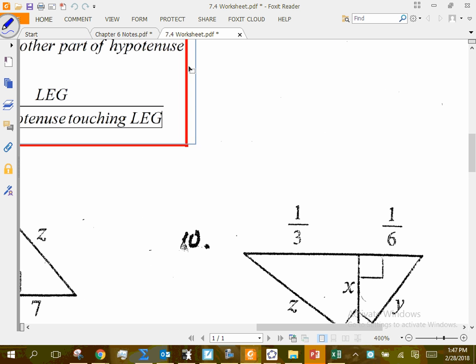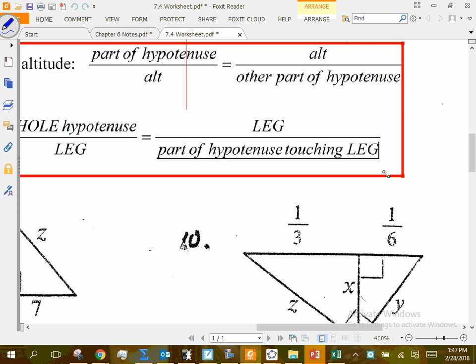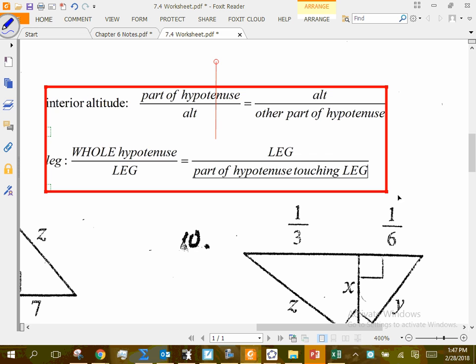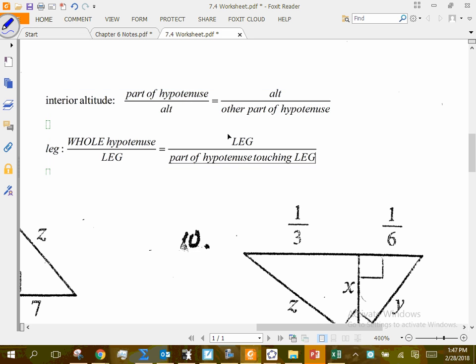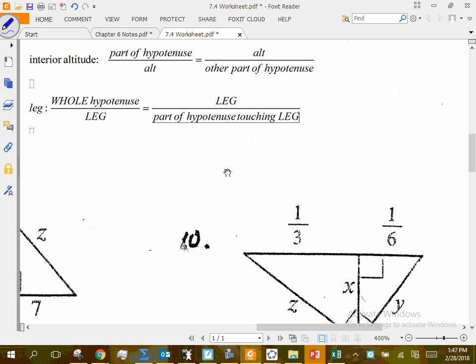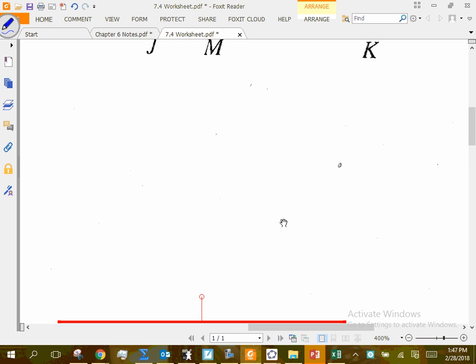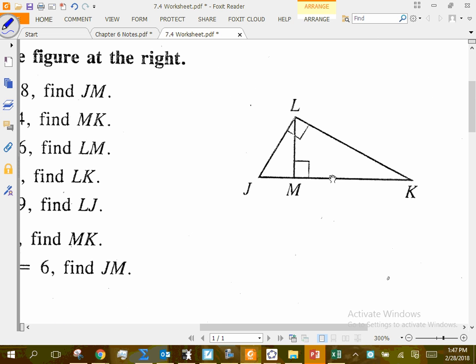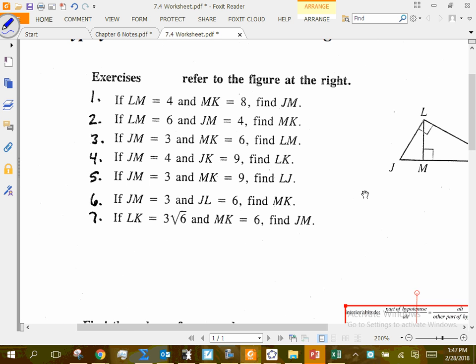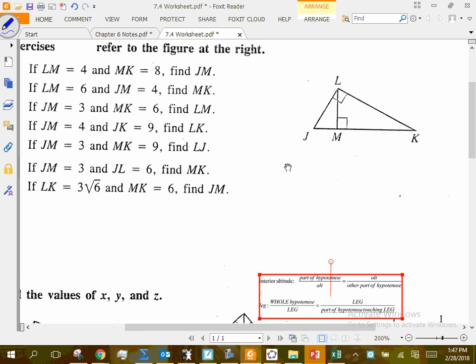Take a peek at this. So as we're doing 10 and 14, okay, 7. Let's do 7 first. If we look at 7, it says LK is 3 radical 6 and MK is 6. Find JM.